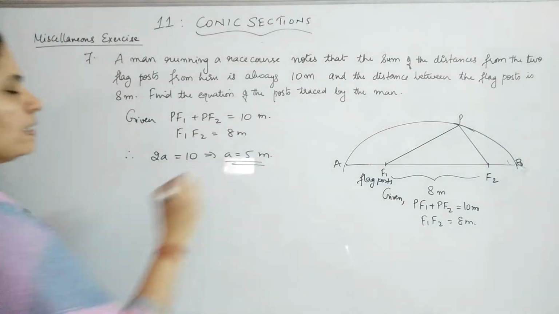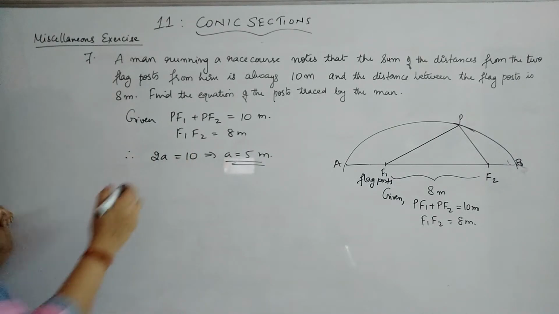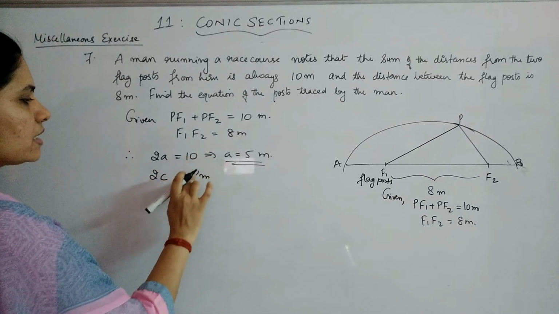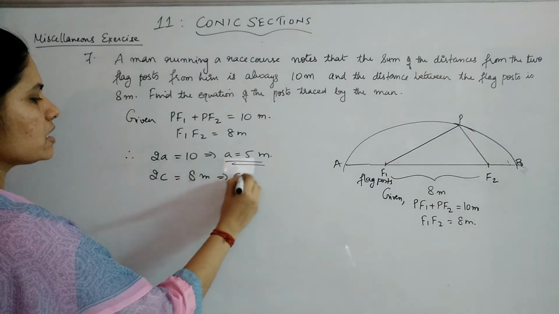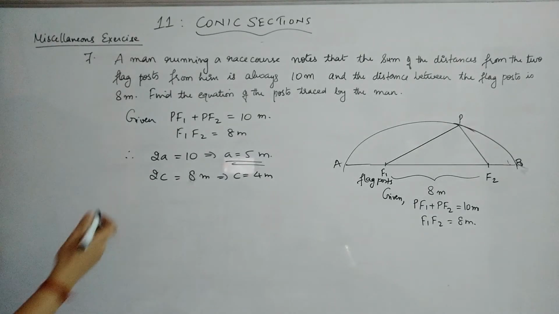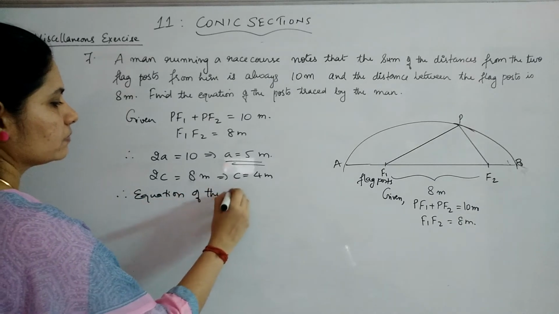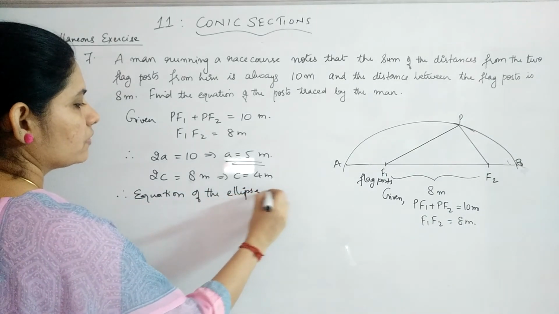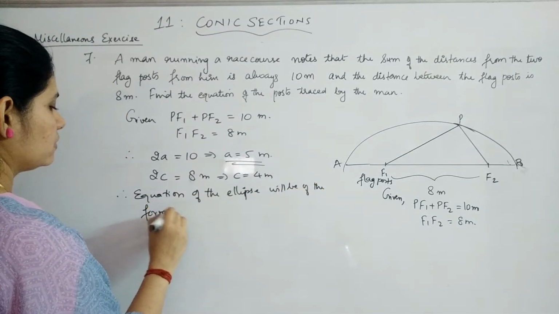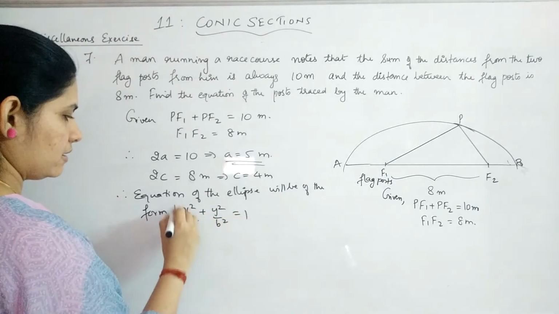So you got A. Now F1F2, that means the distance between the two foci, is generally represented as 2C. So 2C is given to be 8 meters, right? So that will give you C is equal to 4 meters. Now the thing which we have to consider is therefore the equation of the ellipse, which will be of the form x square by a square plus y square by b square equal to 1, right?